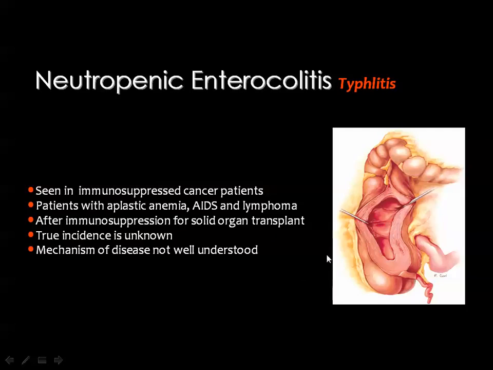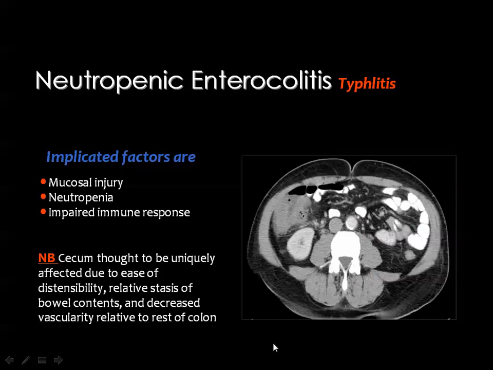Then this disease affects the area of the cecum and ascending colon, commonly seen in immunosuppressed patients, such as patients with AIDS and lymphoma, or those having organ transplantation and receiving immunosuppressive drugs. And it is worth mentioning that the exact etiology and the mechanism of the disease is not well understood. And this is an example.